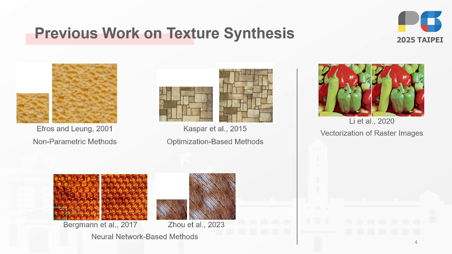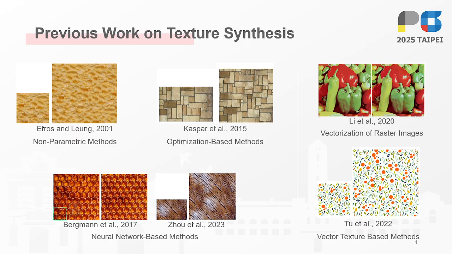Li et al. take a raster image and attempt to convert it to a vector format. However, these methods often rely on overlap and transparency, which makes their results lack semantic meaning and thus hard to edit. Other works like Tu et al. take a simple distribution of already vectorized elements and mimic that distribution across the output canvas.